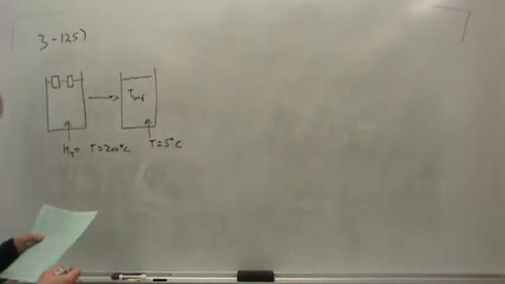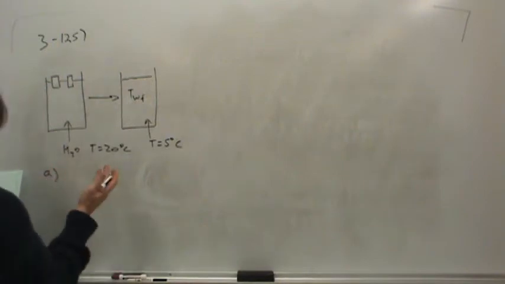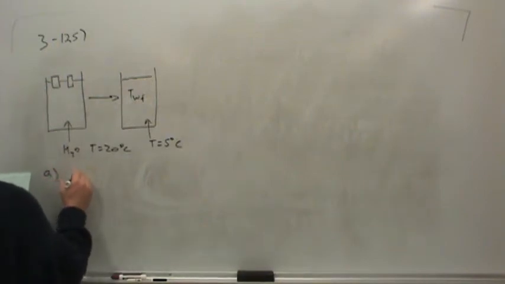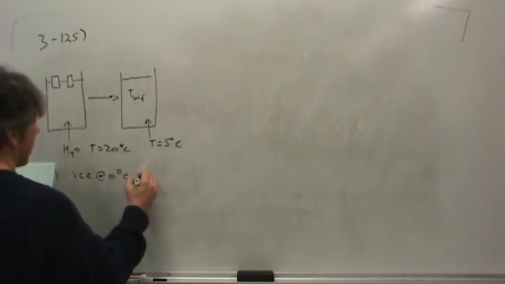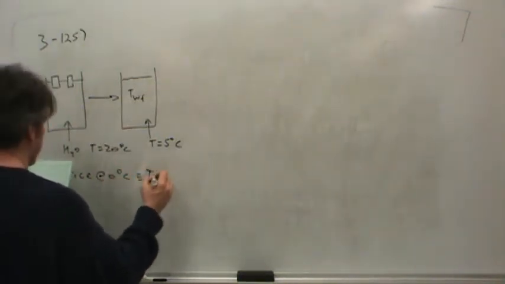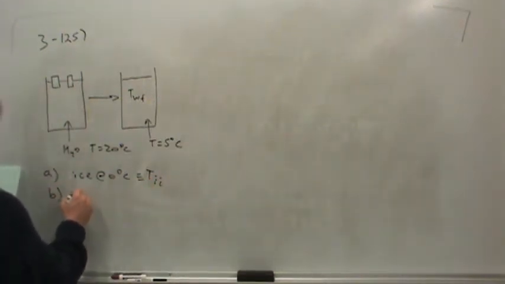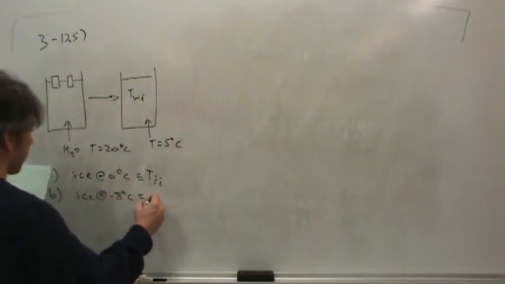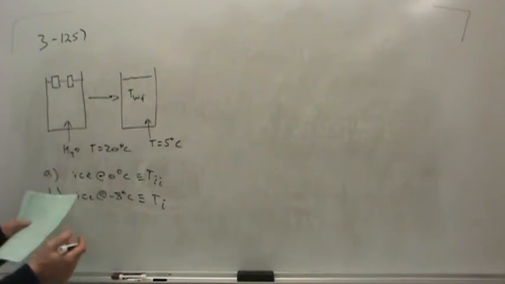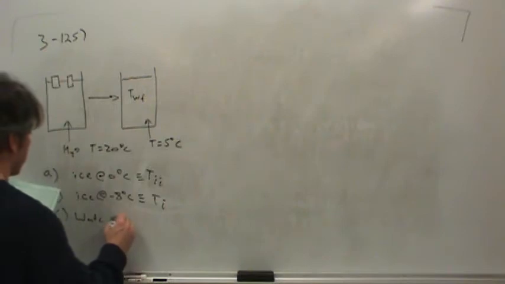Okay, so we want to find the mass of ice required if the coolant is A, or mass of coolant required. If at first we have ice at 0 degrees Celsius, which would be defined as the initial temperature of the coolant or the initial temperature of the ice, or if we had ice instead at negative 8 degrees Celsius, which I will define as T sub I, temperature of the ice. Or C, if we had just water at 0 degrees Celsius.